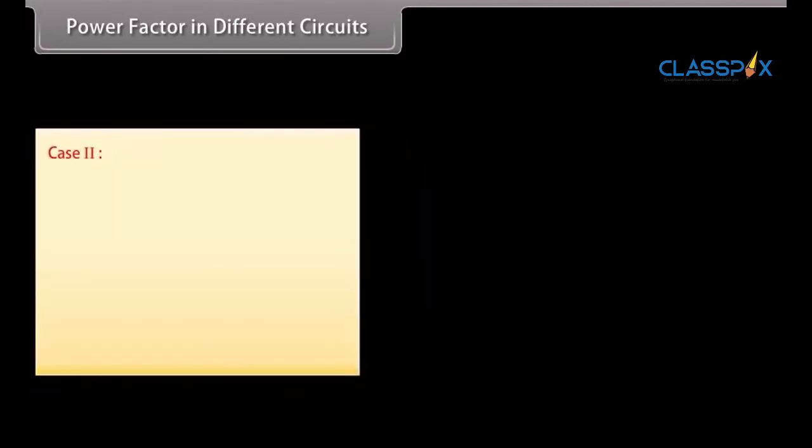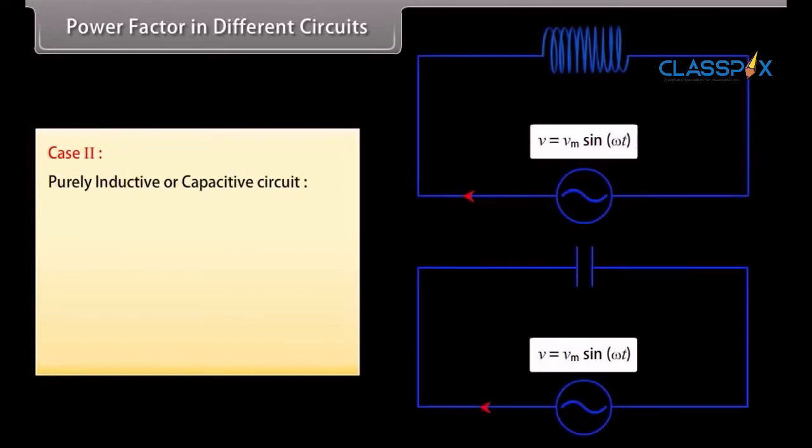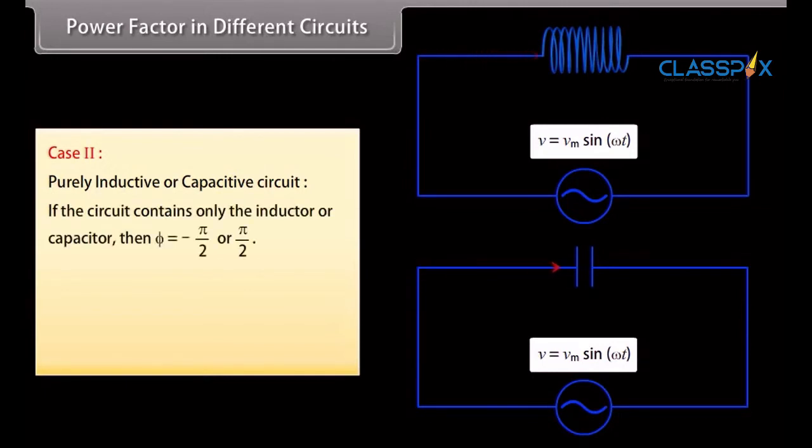Case 2. Purely inductive or capacitive circuit. If the circuit contains only the inductor or capacitor, then phi is equal to minus pi by 2 or pi by 2. The value of cos phi is equal to 0. There is no power dissipation. P bar is equal to 0.